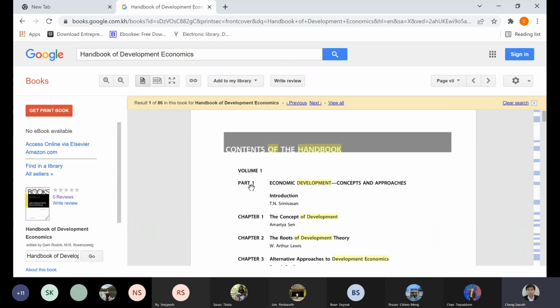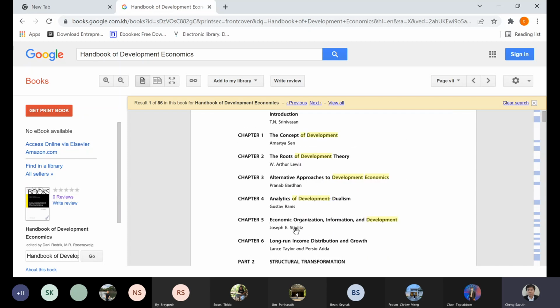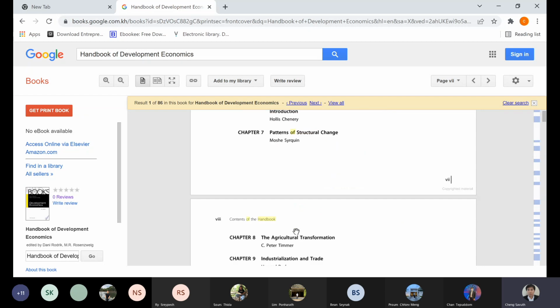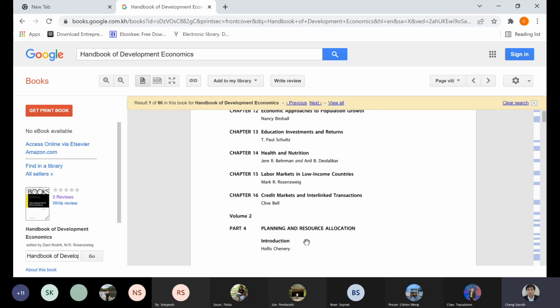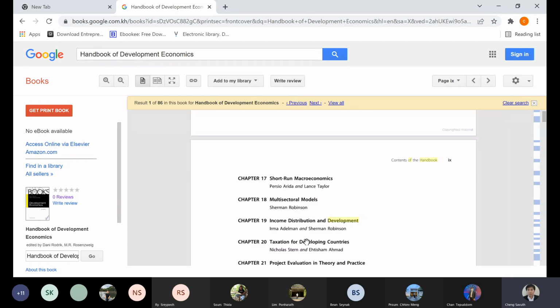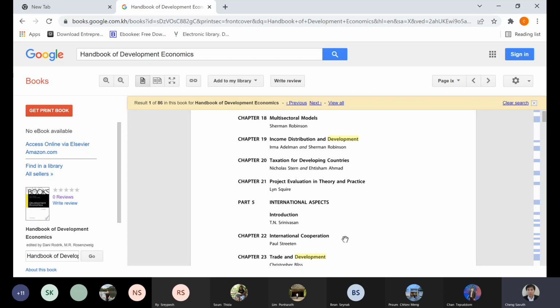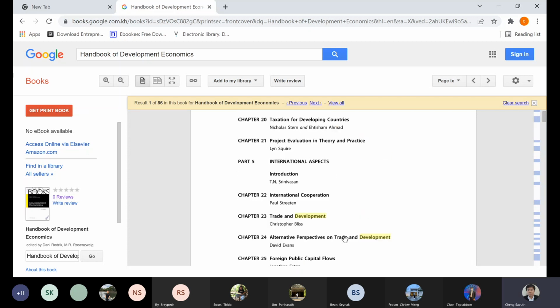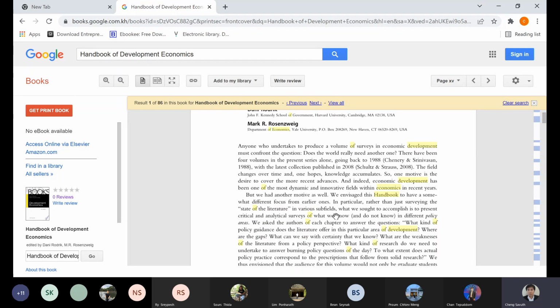And you can see it covers many of the issues in development. For example, in volume 1, you can see here the original concept, okay, and then you move to volume 2 about multi-sector taxation and project evaluation, okay, and moving to other chapters. So you want to see, I think you can read this book.